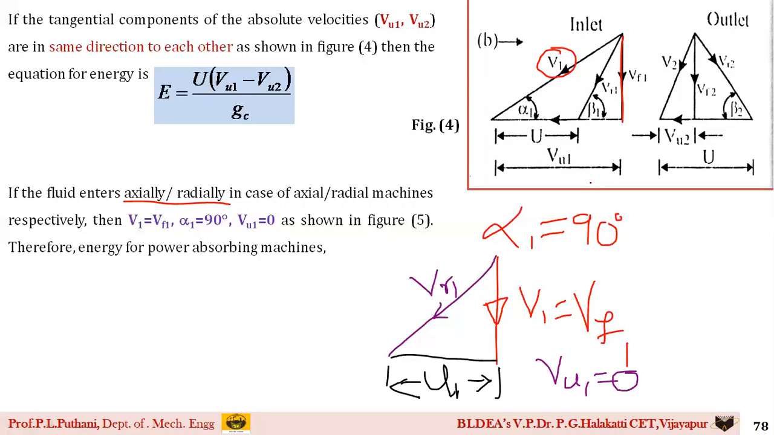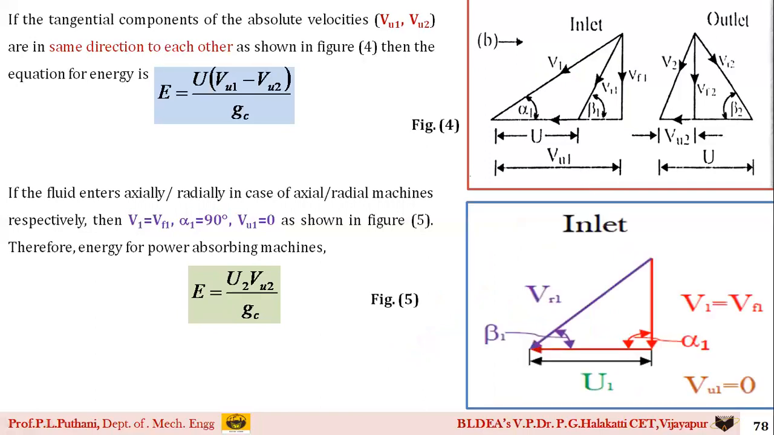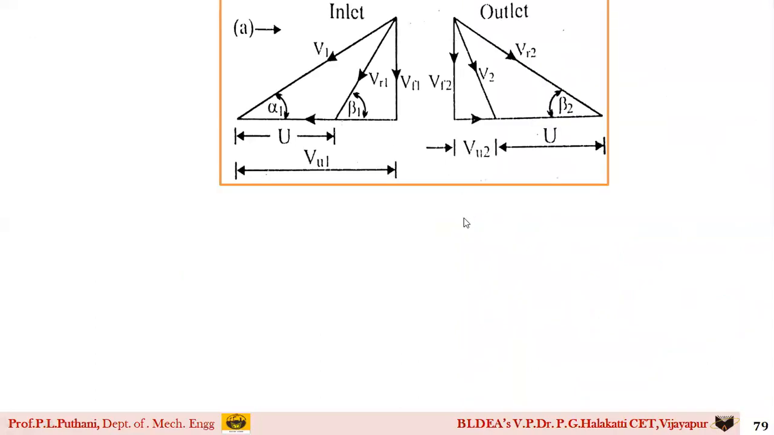Then when Vu1 equals 0, what happens to our energy equation? For the power absorbing machines, we write this as E is equal to U2 Vu2 by gc, because already you know that Vu1 is equal to 0. This would be the nature of the graph, that is the inlet velocity triangle. Similarly, the next conditions. These are the generalized velocity triangles, generalized sketch it is.